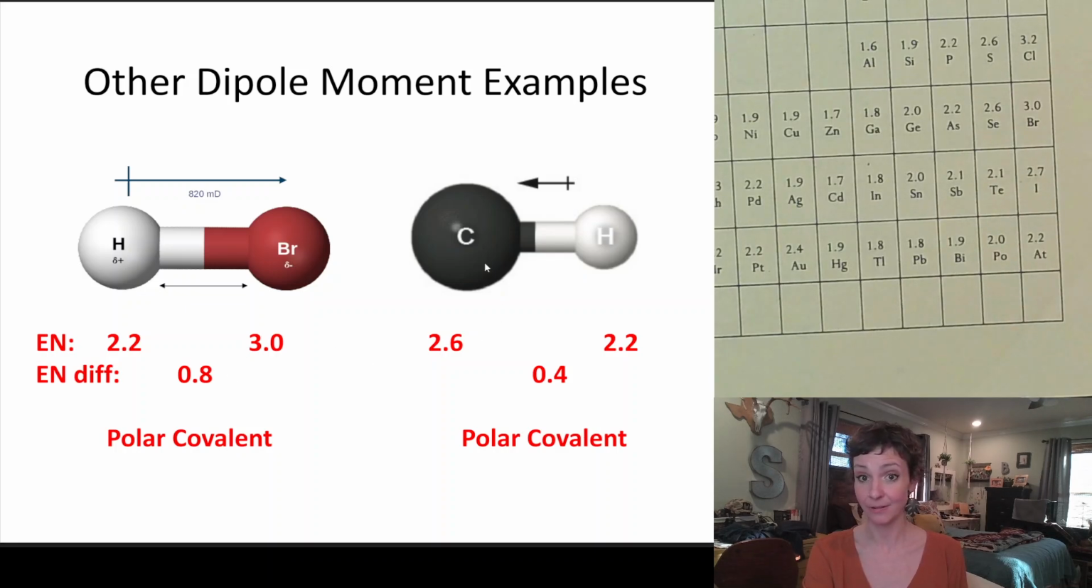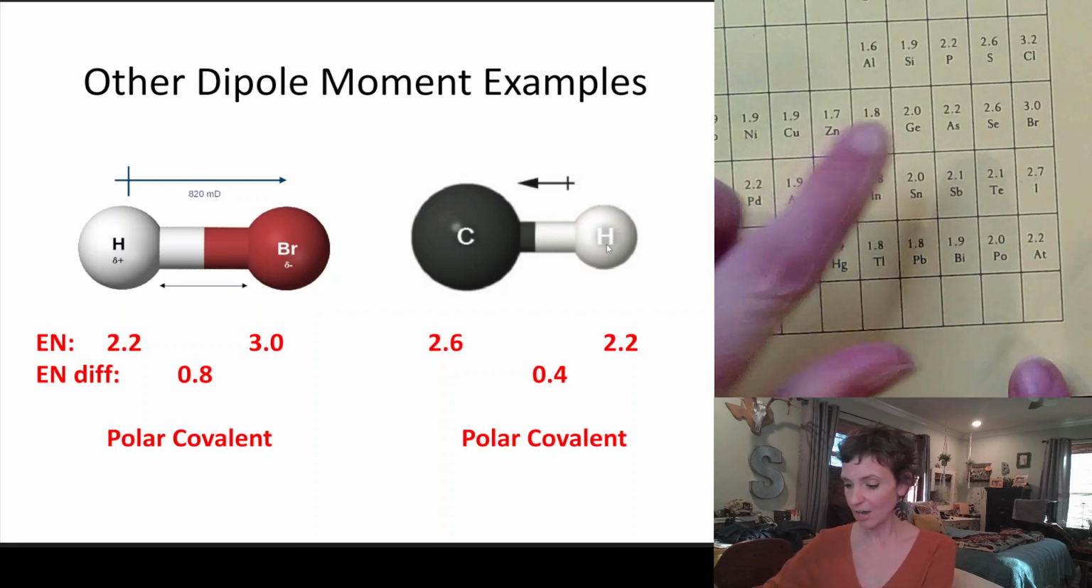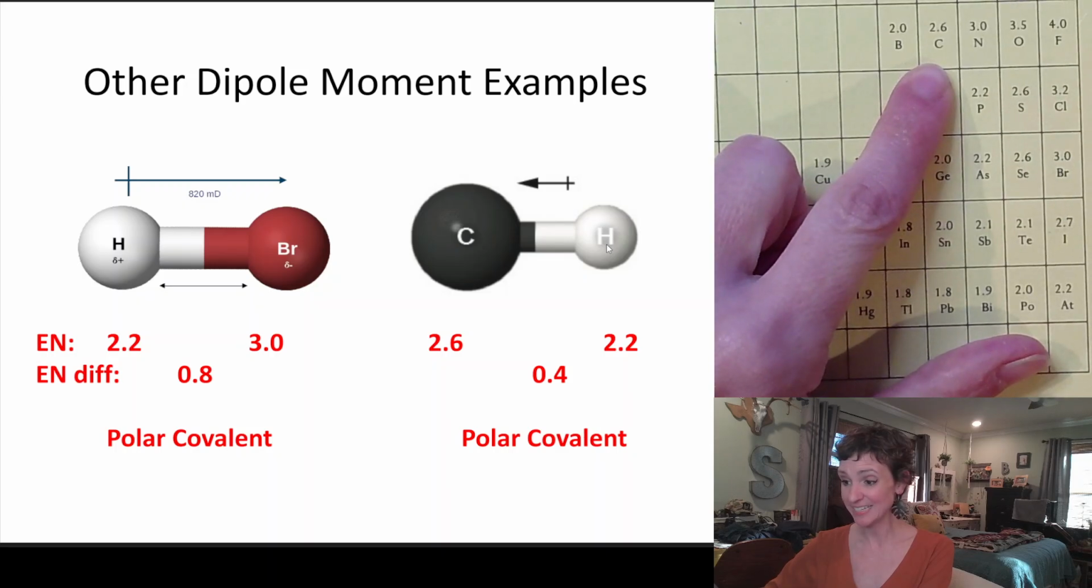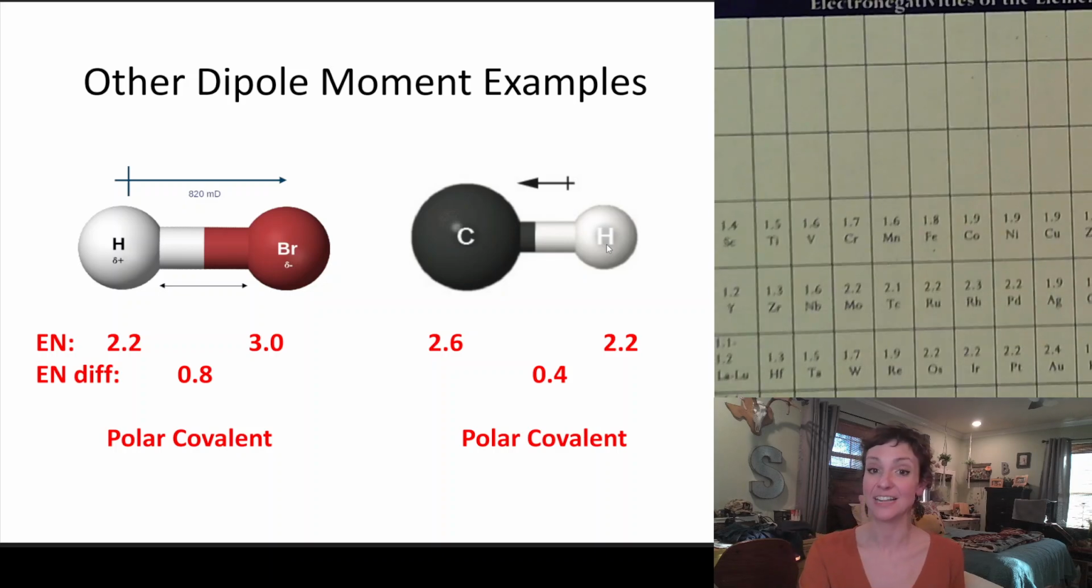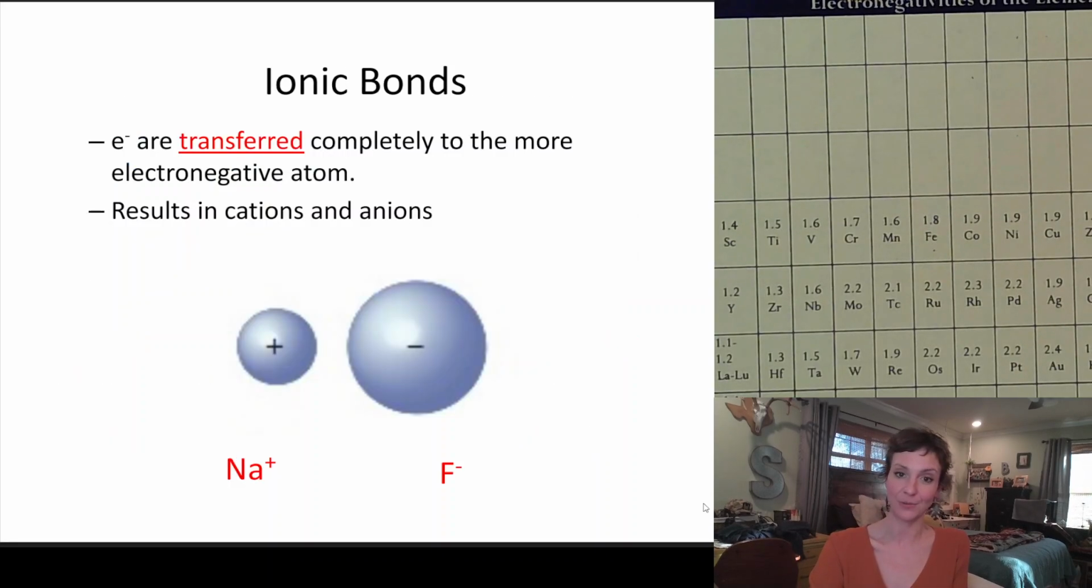Here's another example. I've got CH. I've got carbon and I've got hydrogen. Carbon, he's right here. He's a 2.6. Hydrogen, he's over here again. He's a 2.2. Now, their difference in electronegativity is not quite as great as the first example, but there is still a slightly larger pull on the electrons coming from the carbon than there is on the hydrogen. So you can see how I have the dipole drawn along this bond line as well for this other example of a polar covalent molecule.